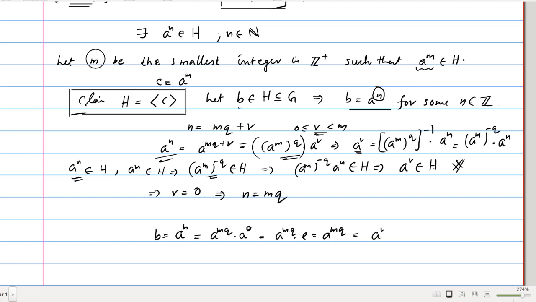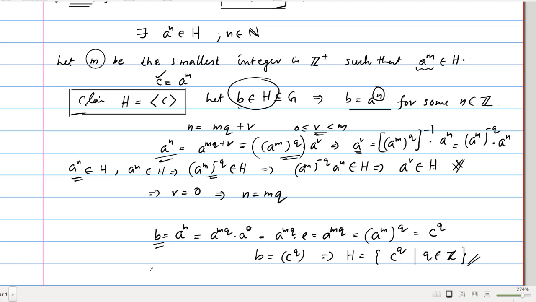that is equal to A raised to M cube, which is equal to A raised to M whole raised to Q, and A raised to M is taken as this C, that is equal to C raised to Q, which shows that any element B belongs to H can be written as B is equal to some C power Q. This shows that H consists of the points C raised to Q, where Q belongs to Z. Okay, that means C is the generator of H, which implies H is a cyclic group. So this proves the theorem 6.6.